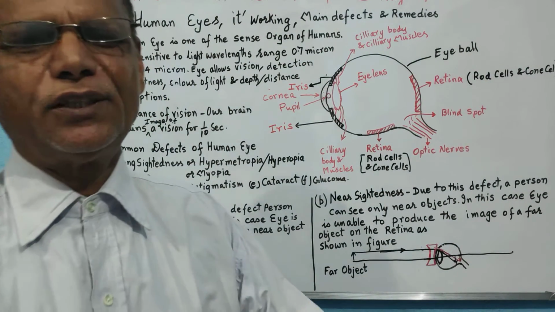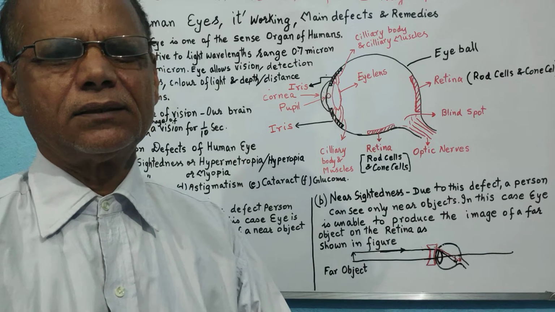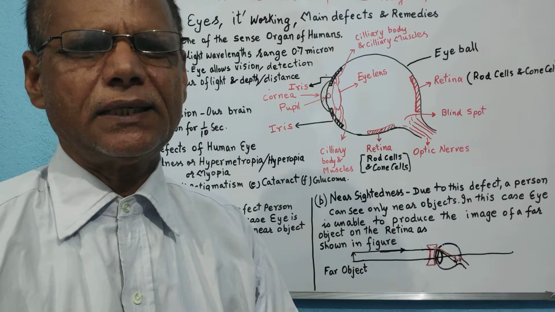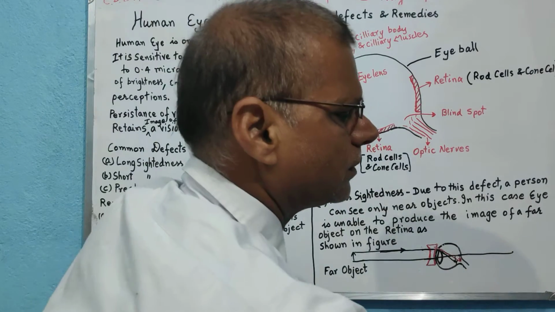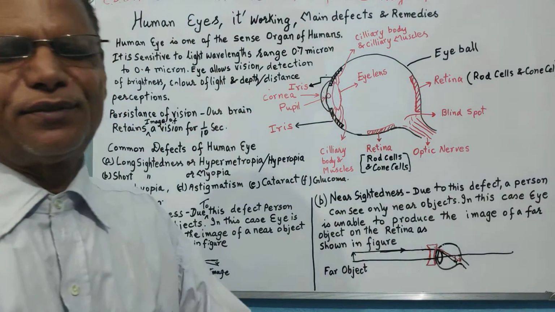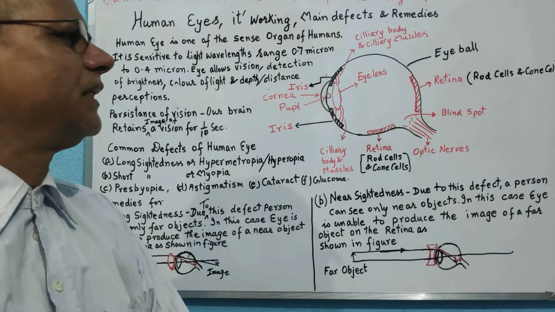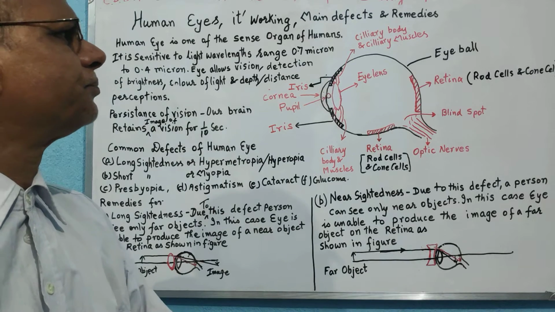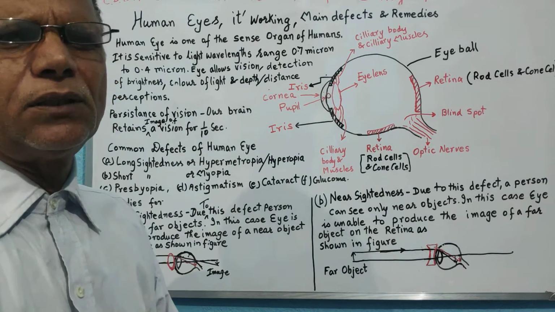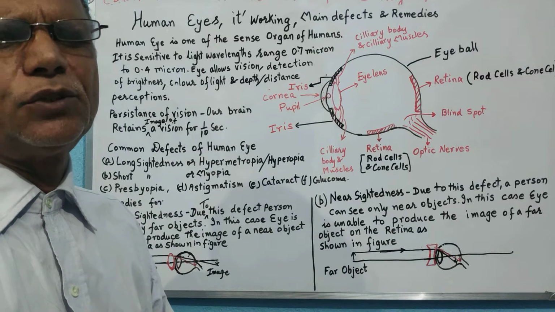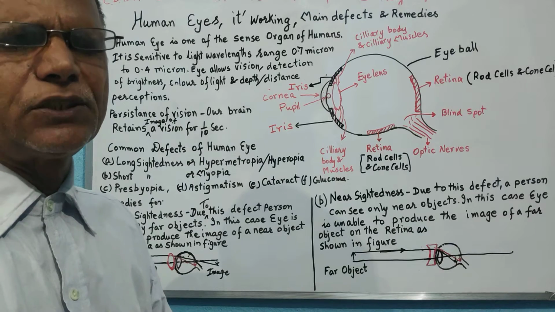Dear students, today we are going to talk about a very important sense organ of human beings, that is the eye. You see, eye is life, so we must be very careful about maintaining our eyes. Today we will talk about the main functions of the human eye and the main parts of the human eye.